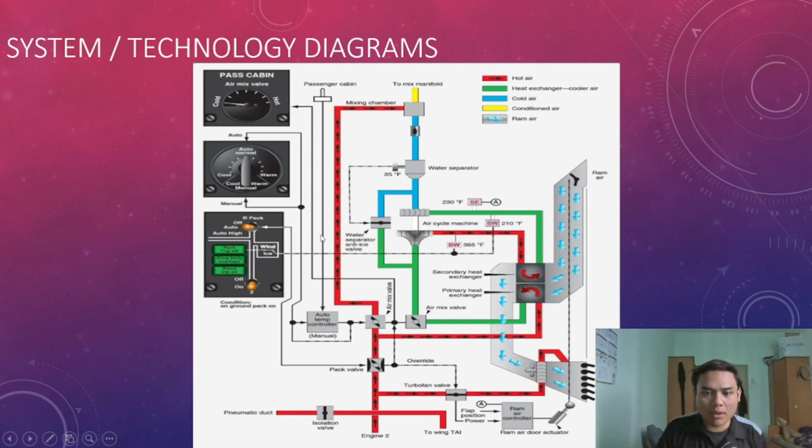How does the cabin receive the cold air? The passenger cabin receives the cool air using the auto temperature controller from the air mix valve. They can also control it manually from the cockpit.